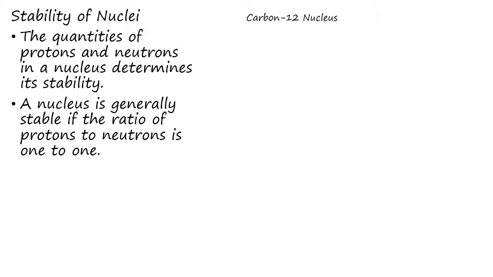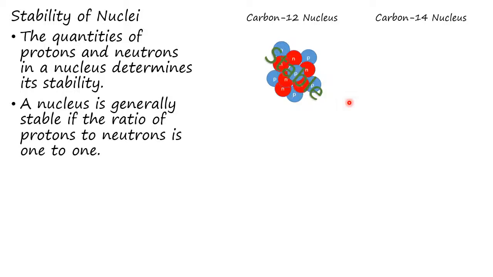But for instance, carbon-12, which is a small nucleus, has 6 protons in the nucleus. That's why it's carbon. So 1, 2, 3, 4, 5, 6. It has an atomic number of 6. And since it's carbon-12, that means it has 12 total subatomic particles contained within the nucleus. So that means it has 6 neutrons also. So 1, 2, 3, 4, 5, 6. And so the proton to neutron ratio is 1 to 1. And so this nucleus is considered stable and it does not decay.